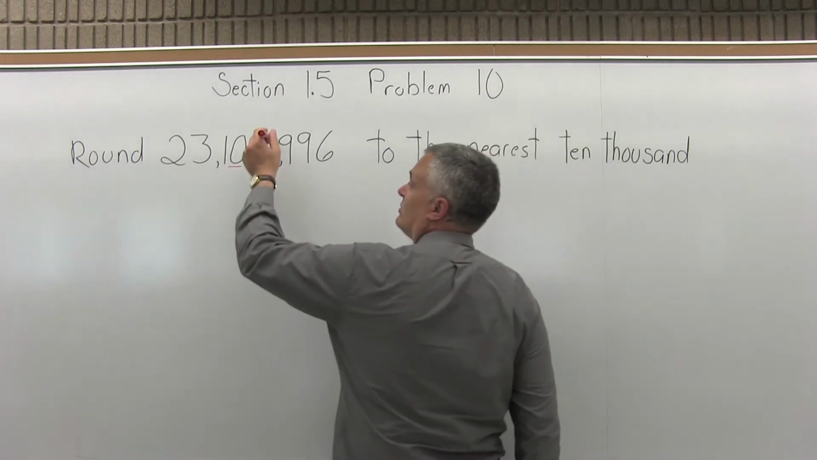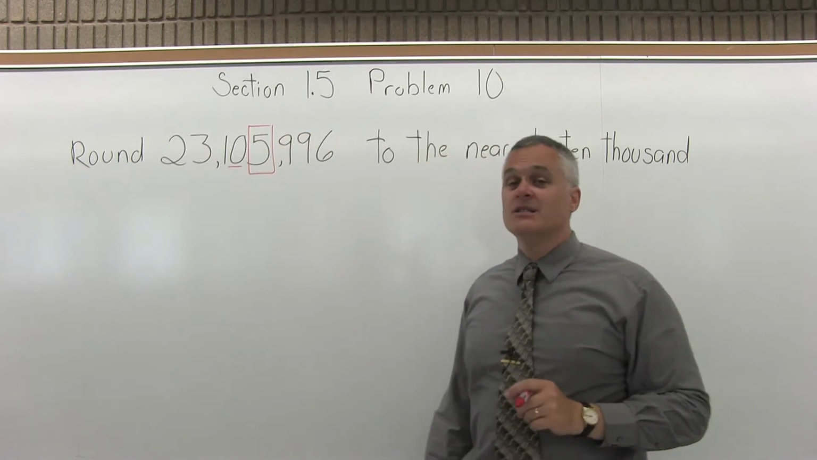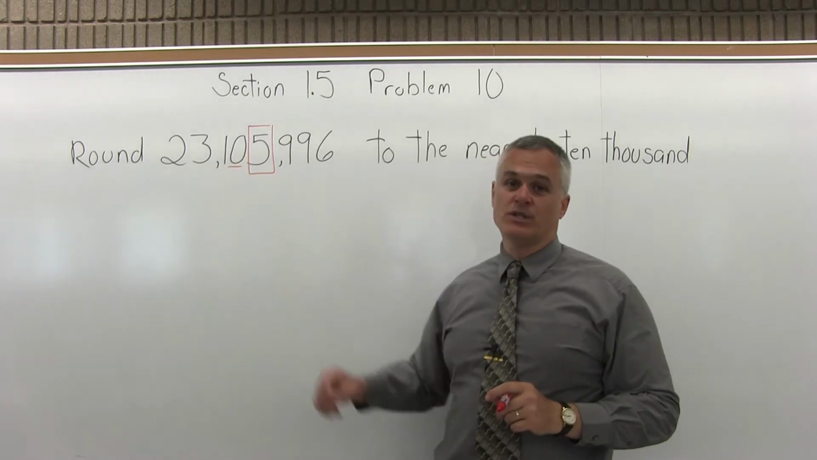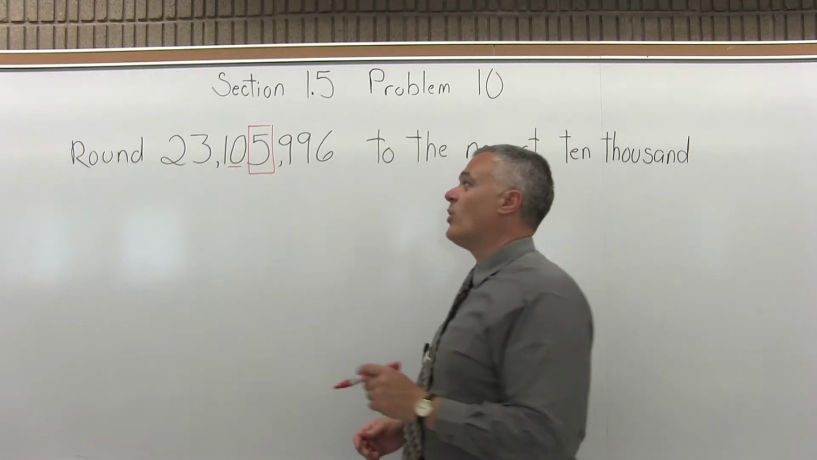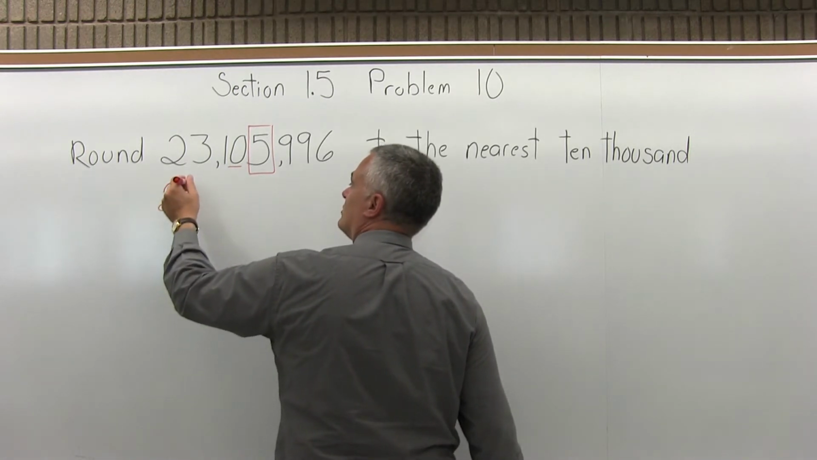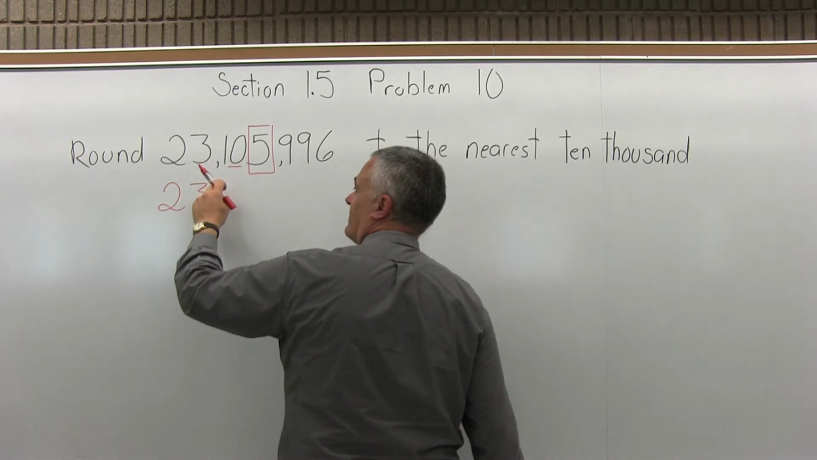So now what we want to do is look at the digit that is one position to the right of that. It's a 5. That's big enough to push our rounding position up by 1. So it's going to go from a 0 to a 1. So anything to the left of that will stay the way it is. The 2 will stay, the 3 will stay, the 1 will stay, the first one after the 3.